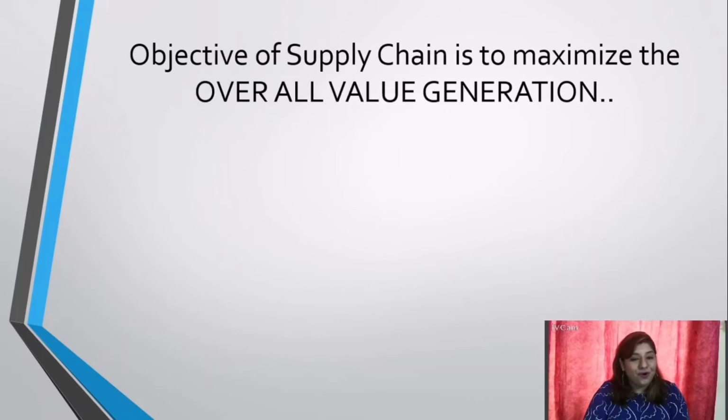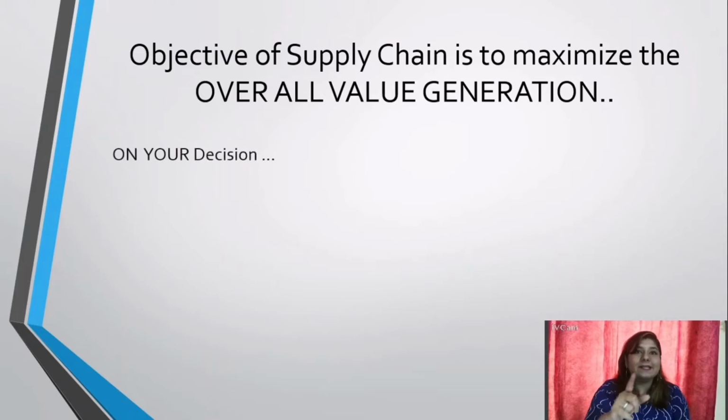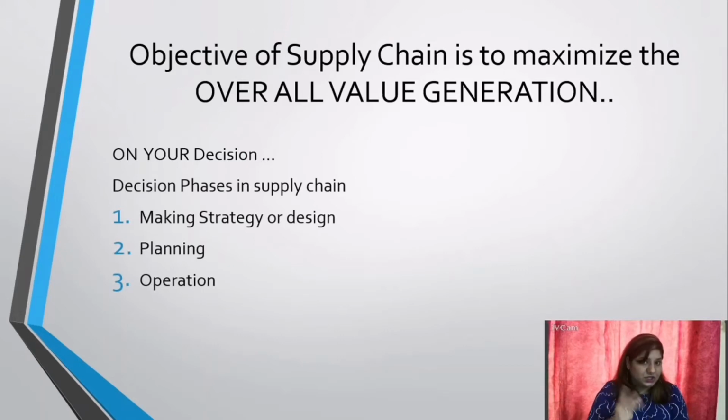So now, when we know the drivers, we know the functions, we know the process, what is the objective of supply chain? Basically, the objective of supply chain is overall value generation for your product. And how can you generate it? It depends upon your decisions as a supply chain manager. So, what are the stages when you need to take decisions? You can say all of them, but on bifurcating it, it can be defined under three basic stages. The first stage is the making of strategy and design. When you are designing your supply chain, at that time you need to make a decision. Secondly, when you are planning it, that means when you are making sure which functions will be done by whom. And then the third is operating, when it is processing.